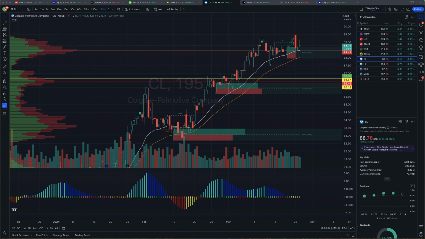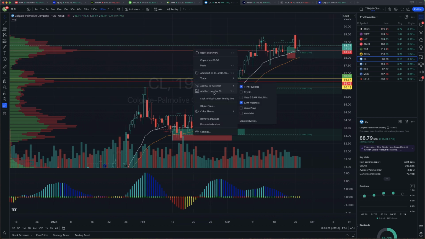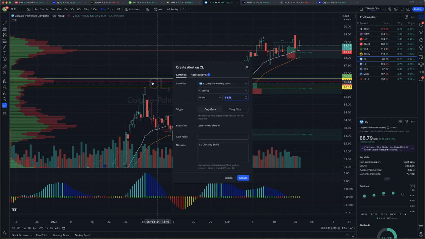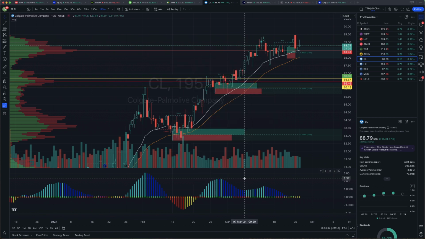Yeah, they sure do. I'd probably go out to April and buy the 89s or the 88s, since we're playing it daily, and I'd love to try and pick it up off of this 88.48 level. Let's put an alert in there. So I've got alerts on a bunch of these things, right?